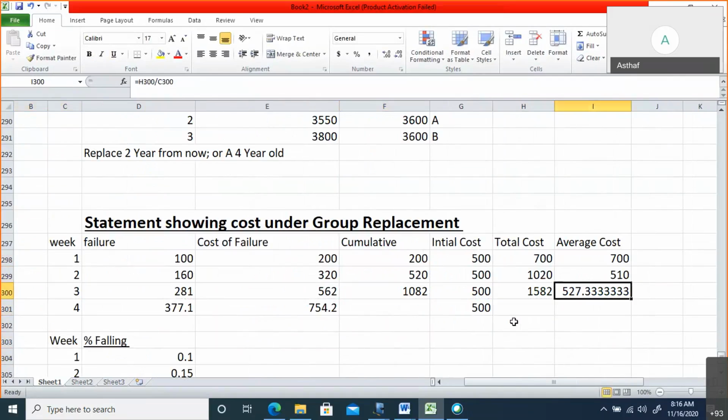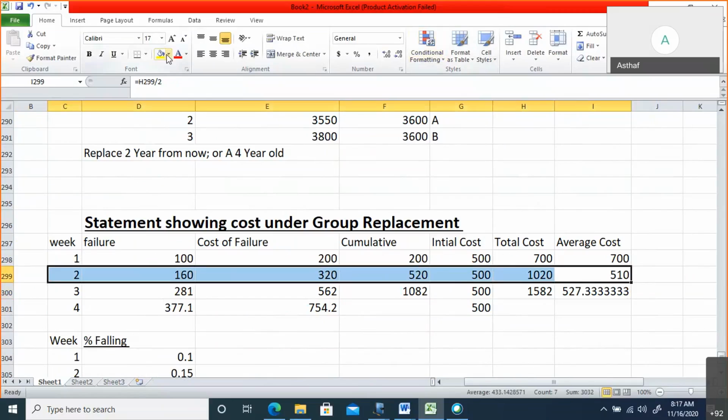Look here: 700, 510. It is increasing. We have discussed a lot of replacement cost here. Once it starts increasing, it will keep on increasing. So that means the optimum period of replacement will be what? The group period, the optimum period is week 2. Why is it week 2? Very simple, that will be the lower cost.